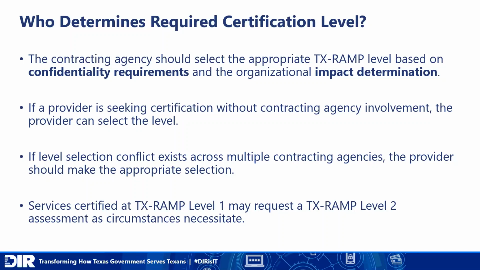And then on that note as well, if there is a level selection conflict across multiple contracting agencies, say agency A is leveraging the service and deems it's a moderate impact system and has confidential information, and agency B says, no, it's a low impact information system for us, then in those cases, it's really the provider that should make the appropriate selection. Obviously, the agencies can have input and communicate to the provider that we require this as our level.